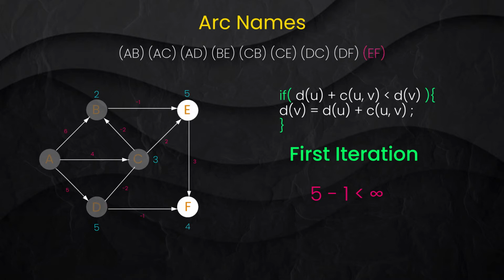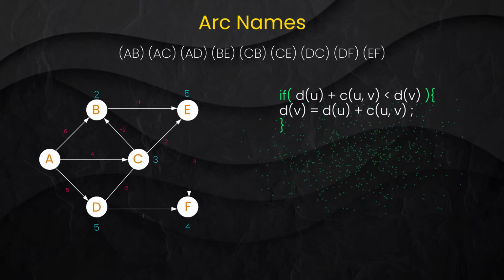After DF, it is EF. EF is 5 plus 3, that is 8. 8 is greater than 4. So you will not be updating. So the first iteration will be over. The first iteration is completed.